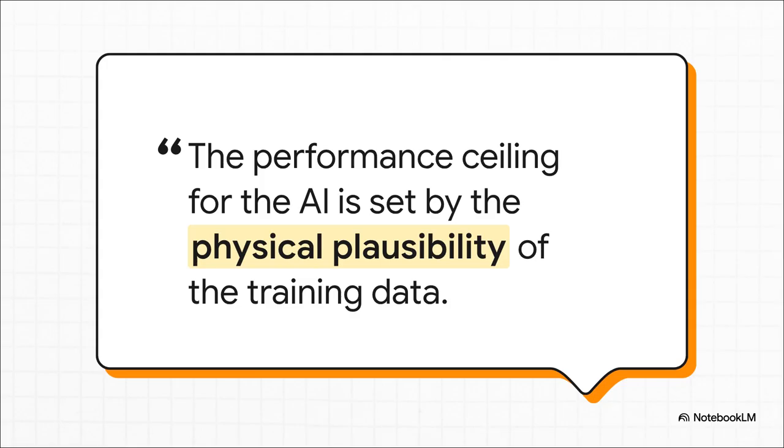But at the end of the day, the success of this whole thing comes down to one core principle, which the research just nails perfectly. The AI's performance ceiling, how good it can possibly get, is set by the physical plausibility of the data it's trained on. In other words, garbage in, garbage out. The reason this all works is because the AI is learning from a foundation of reality. The quality of that foundation is everything.